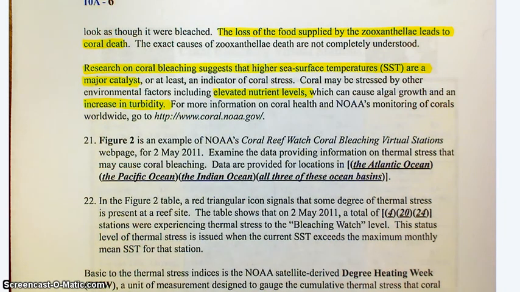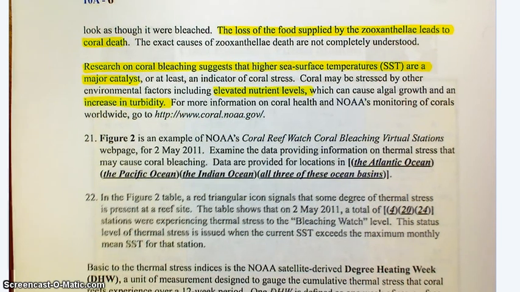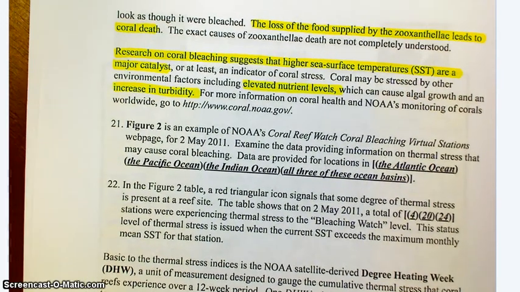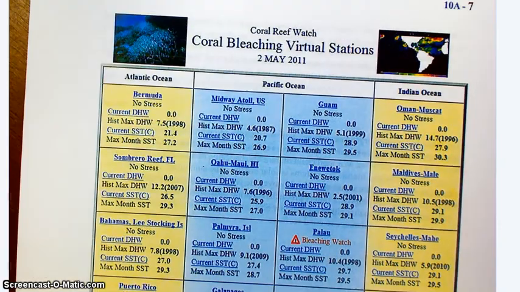All right, Figure 2 is an example of the National Oceanographic and Atmospheric Association's Coral Reef Watch Coral Bleaching Virtual Stations webpage for the 2nd of May, 2011. Here's what I'm going to do. I am going to move this page so that you can see the chart, and then I will talk you through 21 and 22. All right, so here's the chart.